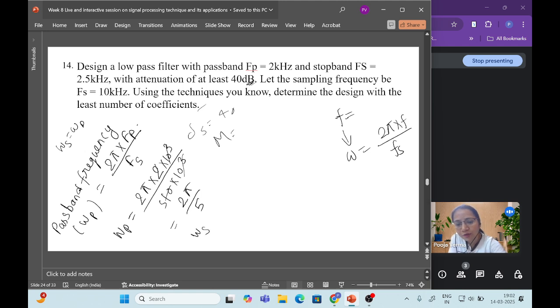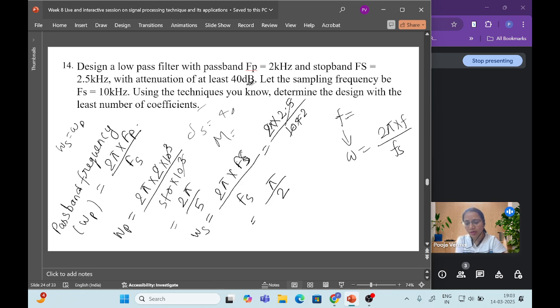Similarly, we need to find omega s also. So 2 pi into fs, here it is a small fs, and here it is capital Fs. So 2 into 2.5 kilohertz will be cancelled out. I'm just writing it. So 4, and here 2 pi is also there. So that means pi by 2. So omega s and omega p you have got.